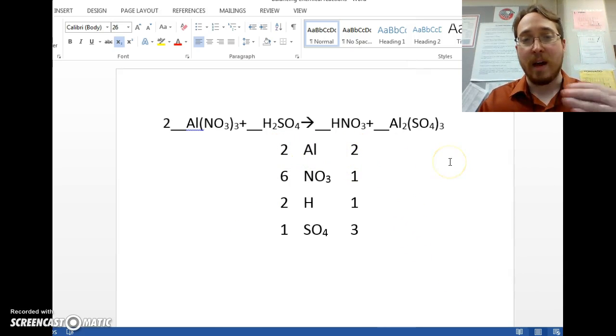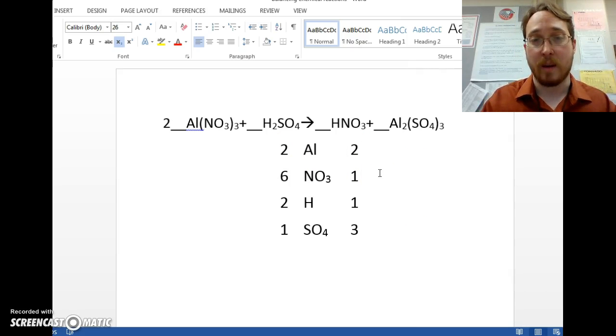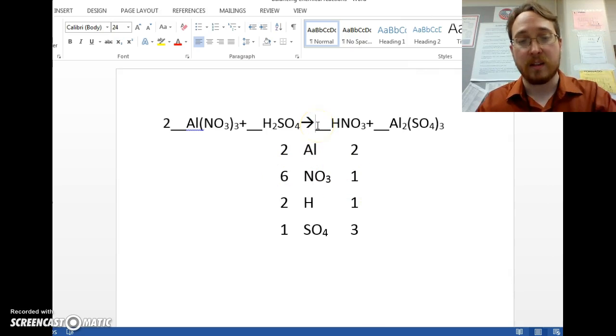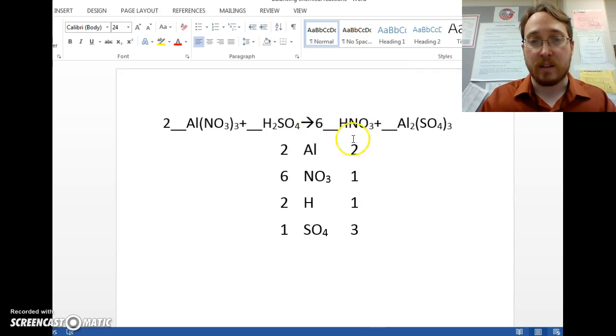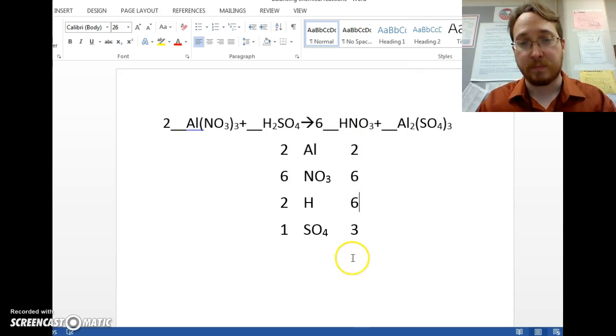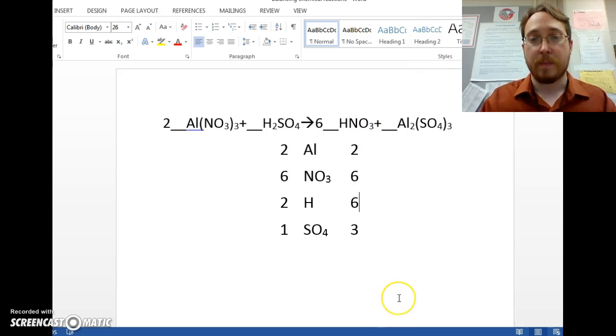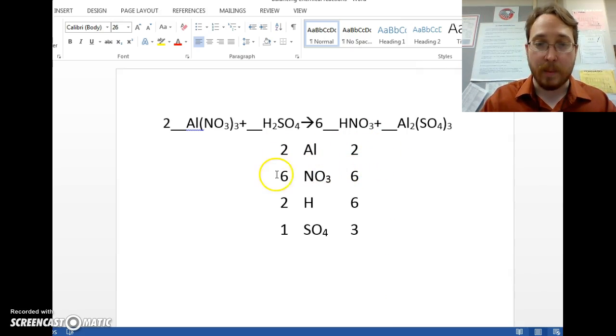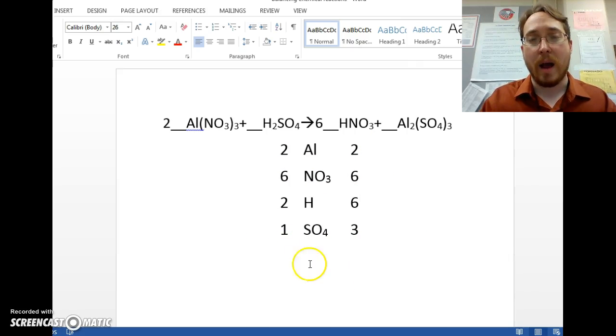Aluminum is fixed. Now the next thing we can go to are polyatomic ions, and we have polyatomic ions now. So let's look at our NO3. We are way out of balance here. We need 6 polyatomic ions, 6 NO3 on this side. So if we put a 6 here, this will become a 6. And that hydrogen will also become a 6. Okay, so we've made that change. So we review, our metals are balanced. This polyatomic ion is balanced. However, we do not have this one balanced. So how do we do that?